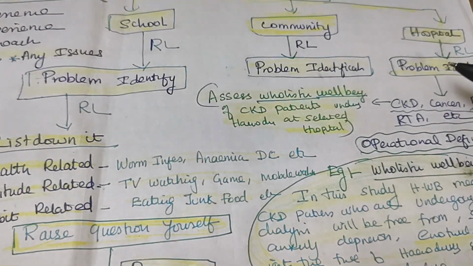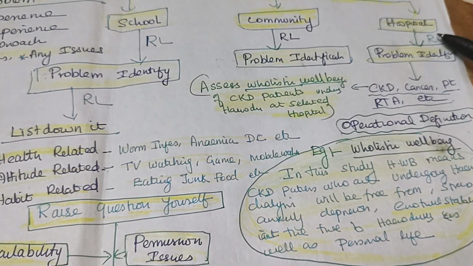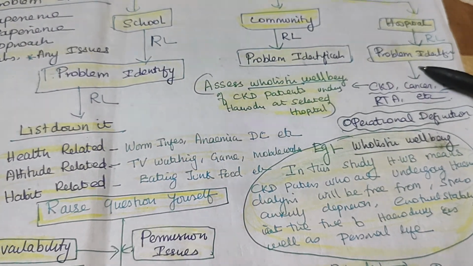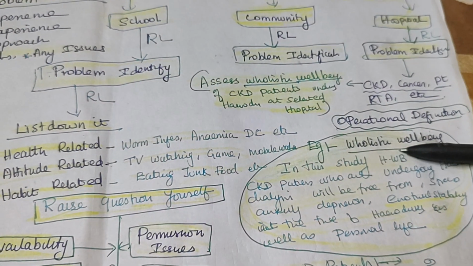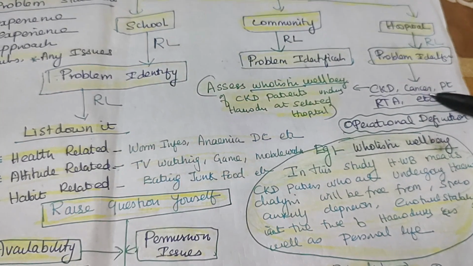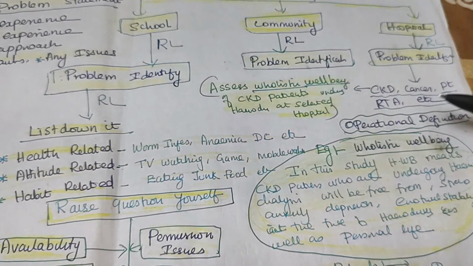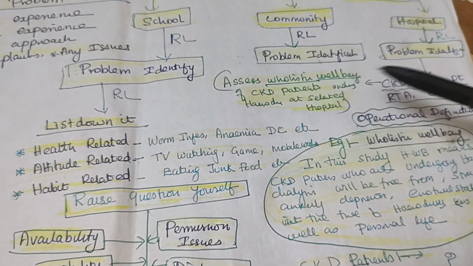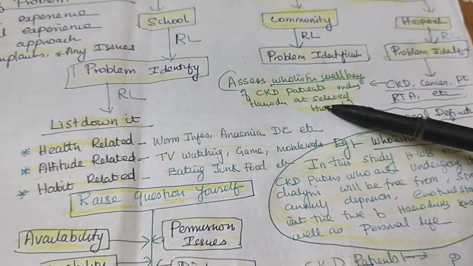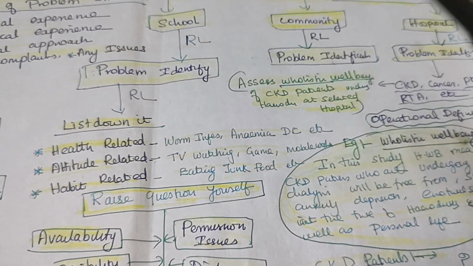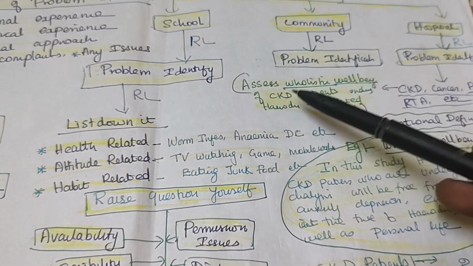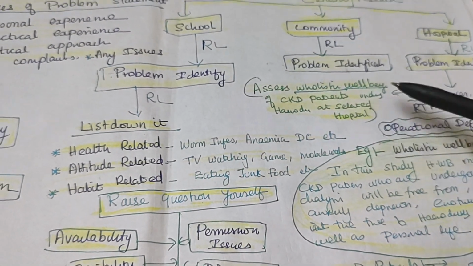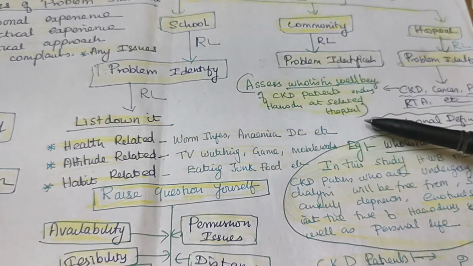And in the hospital, if you are seeing, do the review of literature. What is the problem? You are interested in it, or your family, somebody is suffering from chronic kidney disease, you want to do it, or road traffic accidents, why high, why the cancer is coming, why the patients are suffering from any other illness. Then you can think about it. Then you think, what is to be assessed? Maybe you can assess the holistic well-being of CKD patients. Maybe a descriptive study. You can write a descriptive study to assess the holistic well-being of the CKD patients undergoing hemodialysis at a selected hospital.